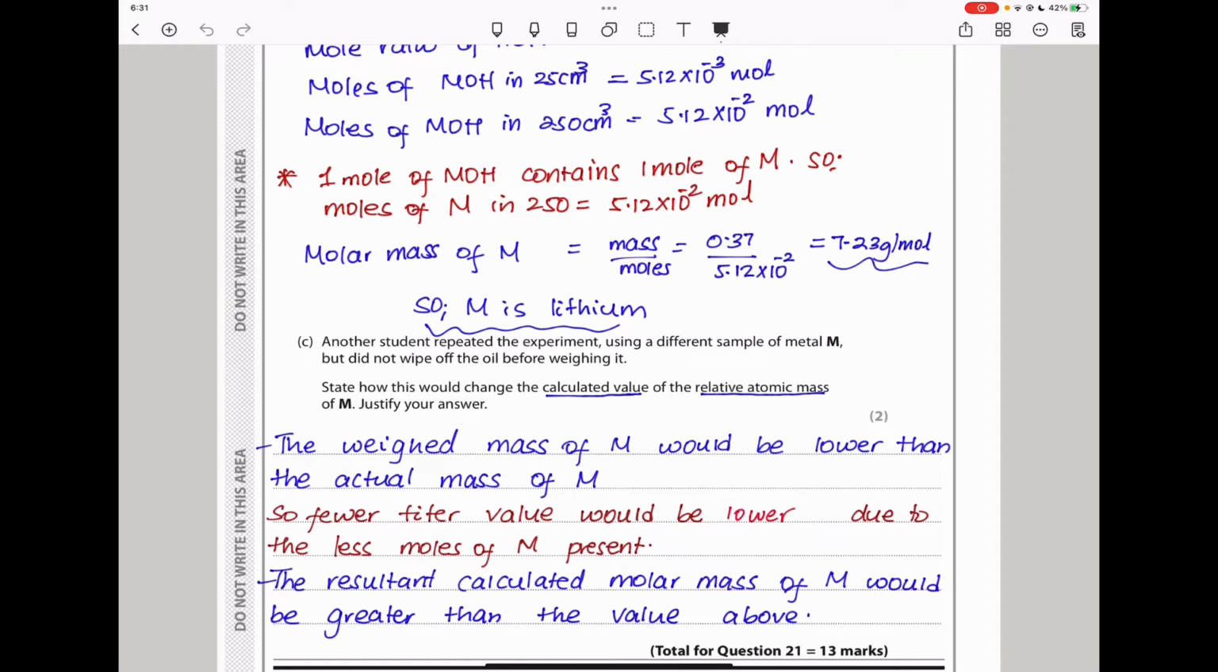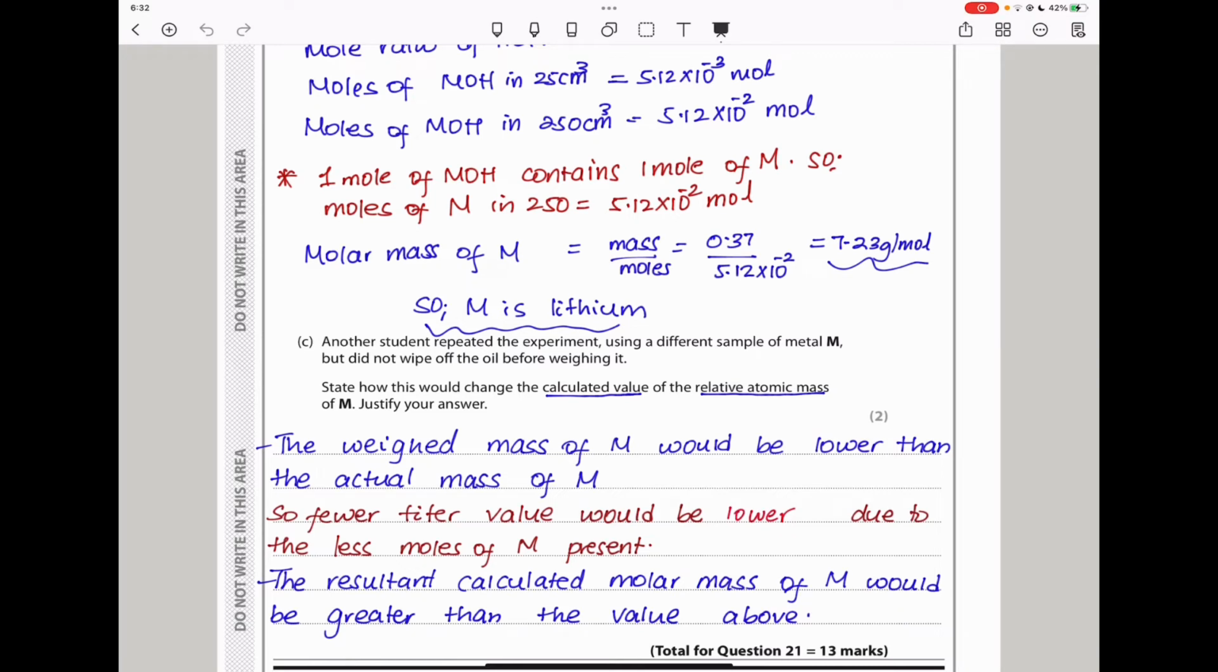So the estimated moles are going to be lower than the actual moles, or you would say the mass that is weighed is going to be less than the actual mass of the metal hydroxide. So here I say the weighed mass of M would be lower than the actual mass of M. Remember, it's the M that is going to be reacting, so the value is going to be lower due to the fewer moles of M. Here I also say the resultant calculated molar mass of M would be greater. So you would estimate or approximate it to be something different when actually it was not.